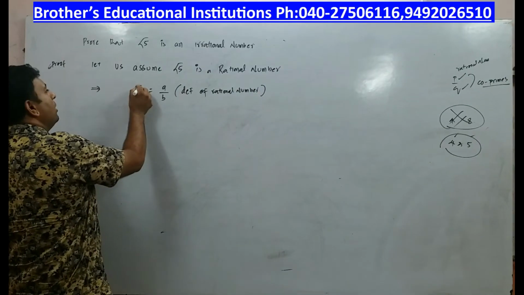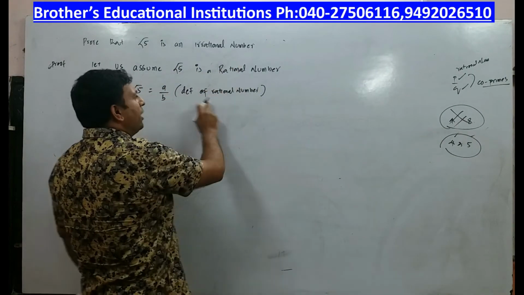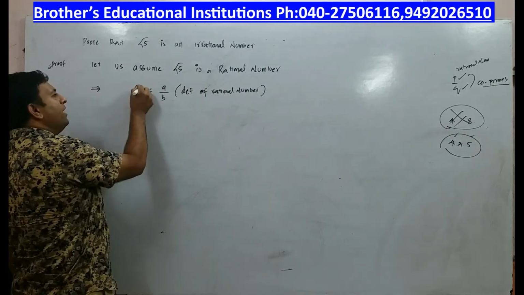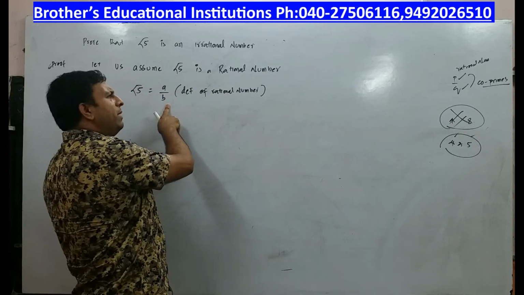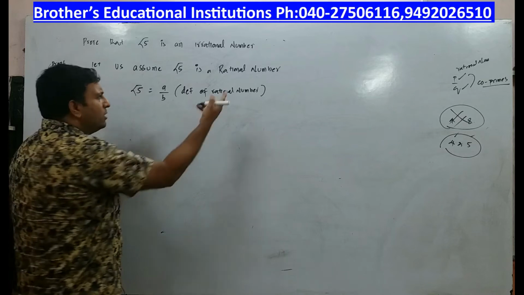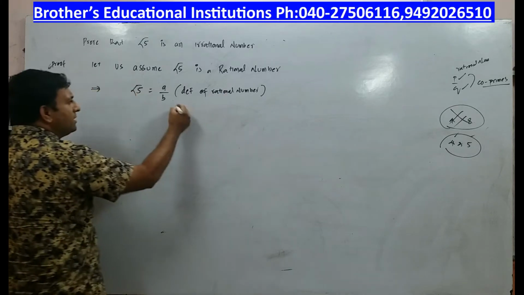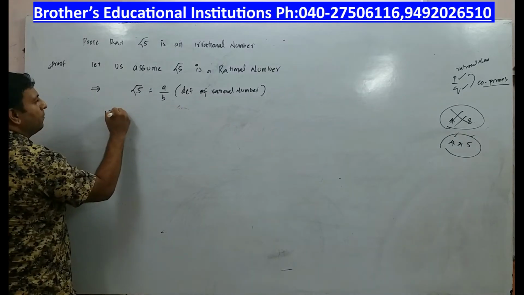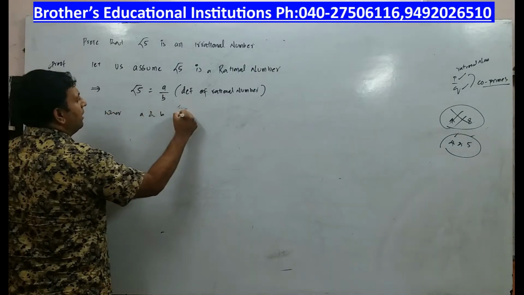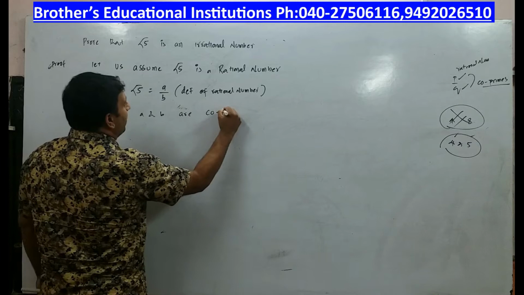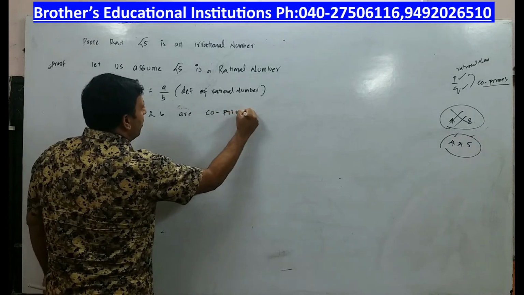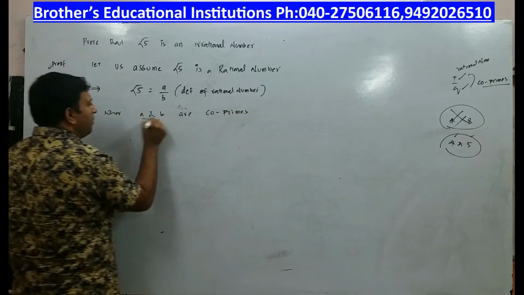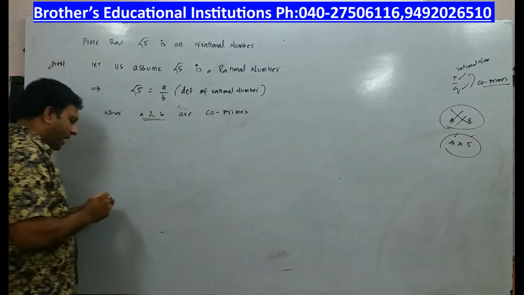And when I say root 5 is a rational number, according to the definition, every rational number can be expressed in the form of p by q. I am taking it as a by b. And I will mention where a and b are co-primes. This statement is very, very important. Co-prime means having no common factors.